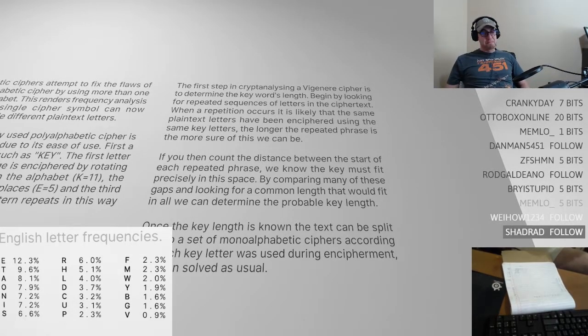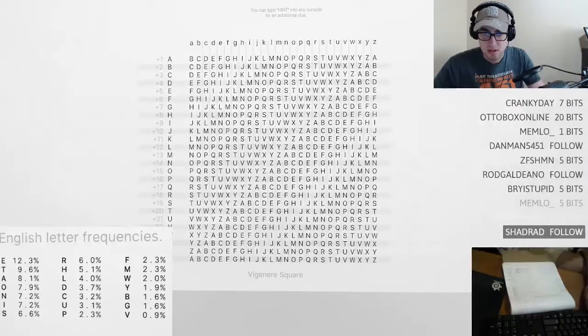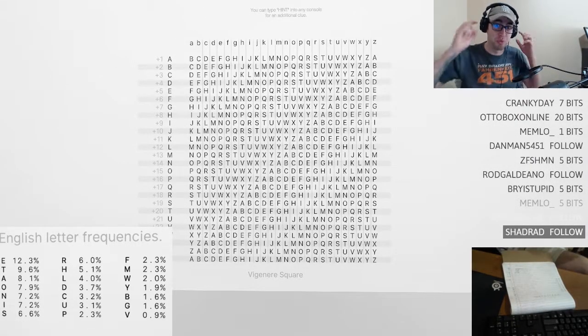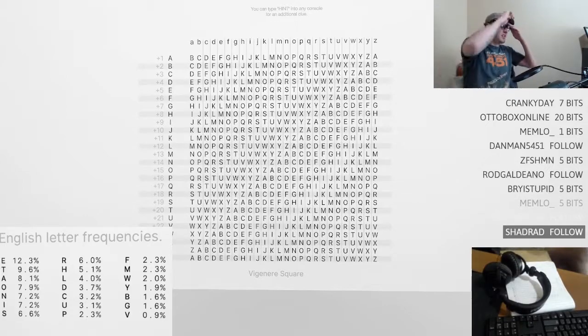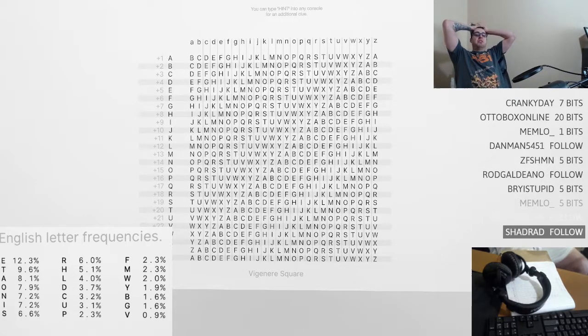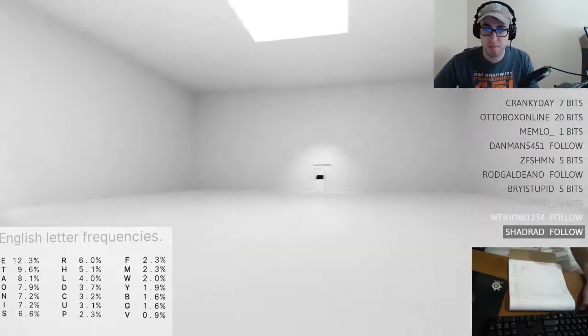What? Jesus Christ. Oh. I don't even know what I'm looking at. Oh, there's only 3 puzzles.